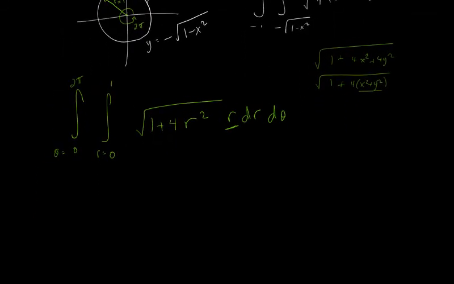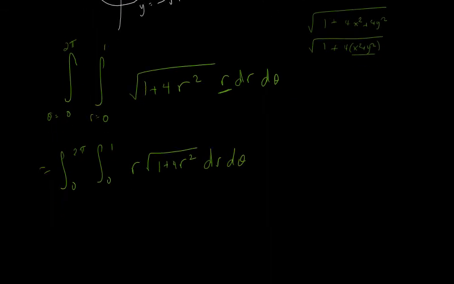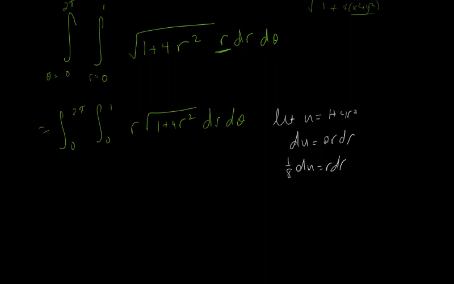And now we can integrate this one pretty easily with a standard u substitution. So this is the integral from 0 to 2 pi times the integral from 0 to 1 of r times the square root of 1 plus 4r squared dr d theta. All right, the reason I put the little r here that was part of r dr d theta, you know, that change for our area of the region, I went ahead and moved that to the front because that's usually where we see it. So I'm going to let u be equal to 1 plus 4r squared. Then du is equal to 8r dr. So 1/8 du is equal to r dr. And so there's our substitutions.